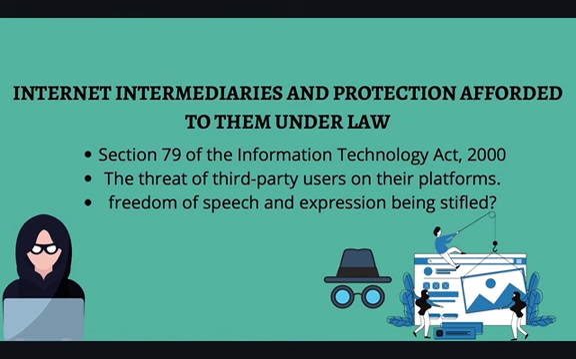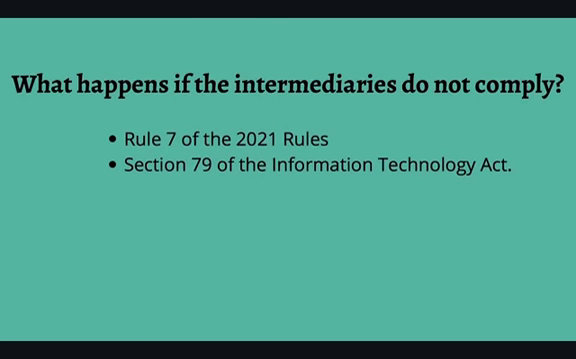One of the conditions prescribed under Section 79 is that an intermediary is required to observe due diligence while discharging its duties and observe guidelines made by the central government in this regard. Now, the term due diligence is not defined under the Information Technology Act 2000. Neither does the Act prescribe the standards of due diligence required to be followed by the intermediaries. This is where guidelines framed by the central government came in. Now let's understand what happens if intermediaries do not comply.